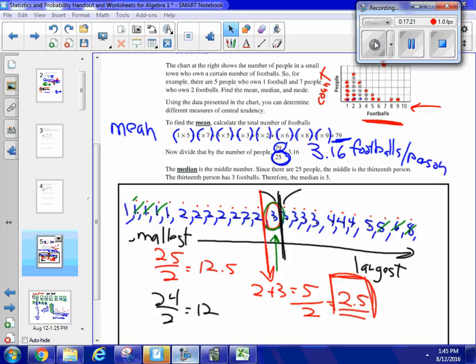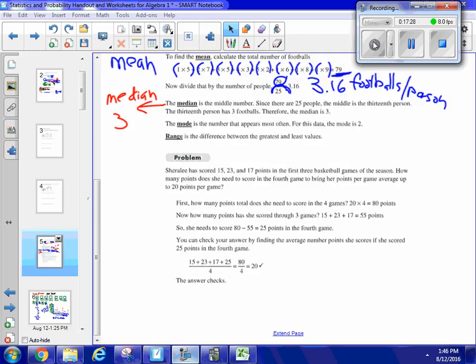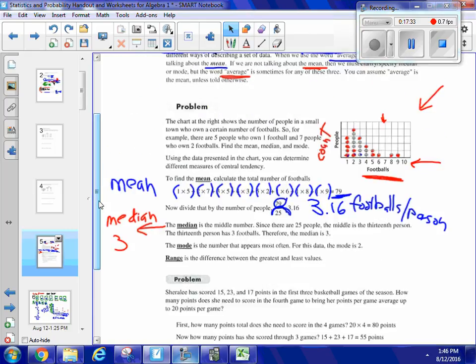The mode, again, although you're not going to have to use it that much, and I don't know that I've seen many SAT problems that even have it, the mode is the value that occurs the most frequently. Well, that was pretty easy to see. 2 is going to be the mode, because there's 7 people that have 2 footballs, and the next closest is 5 that have 1 football and 5 that have 3 footballs. So the mode is clearly 2.